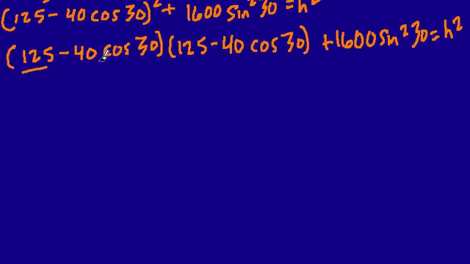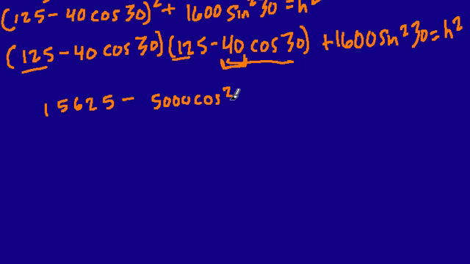Well, we're going to distribute the 125 to these two parts right here. And 125 squared, 125 times 125, is 15,625. And then we have minus, well, the way you multiply 125 by this, just to multiply it by the 40 right here. We leave the cosine of 30 alone for now because I don't want to deal with that until I have to at the very end. I want to see what I can simplify before I deal with that. And 125 times 40 is 5,000, right?